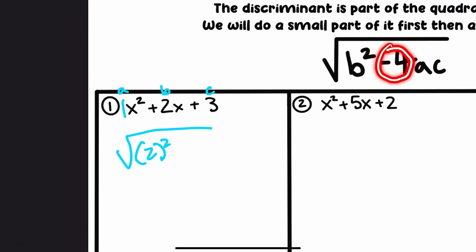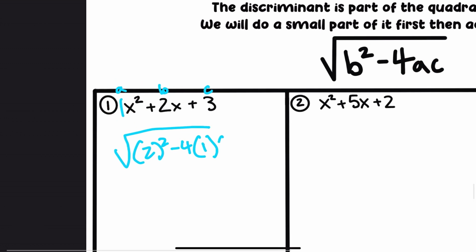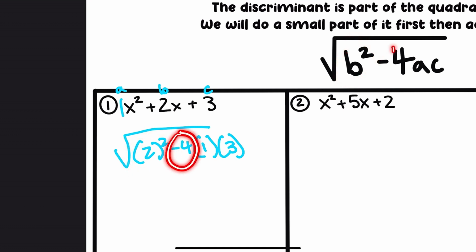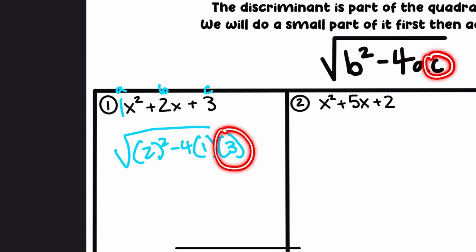I have -4. That's always going to be a 4. That never changes. Then I have my A, which is 1, times C, which is 3. And then I'm going to double check. I got everything. I got my B squared. I got my -4. I got my A. I got my C. Cool. Awesome. So now I can continue.